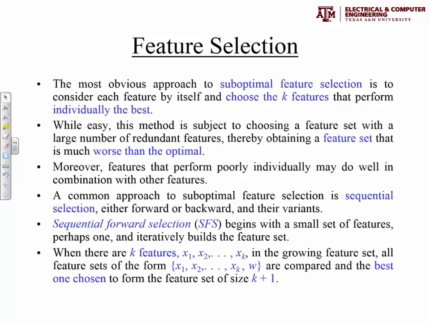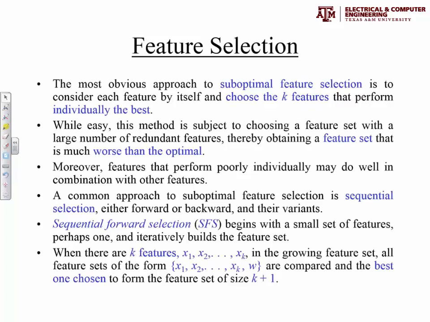So when there are k features, so you've already selected in the previous step x1, x2 up to xk, in the growing feature set now you will consider all feature sets of this form, x1, x2 up to xk and then w, add one more feature, right? And then among these, you will try to pick the one which will give you the best error estimate. So that is going to be the feature set of size k plus 1.